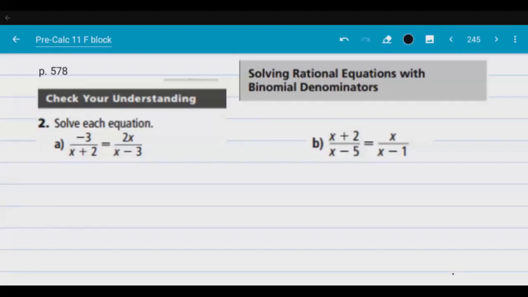Hi everyone. So we are doing check understanding number 2. Here we go. So we are still solving rational equations, this time with binomial denominators.